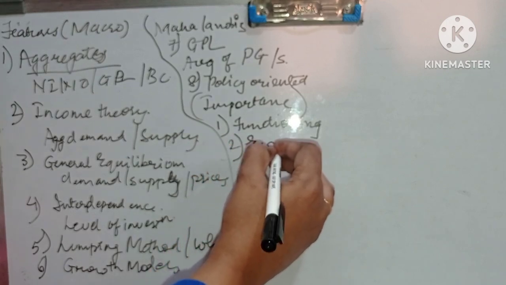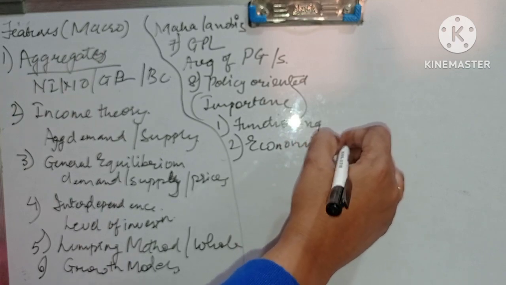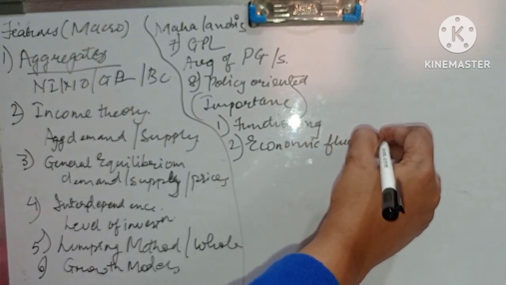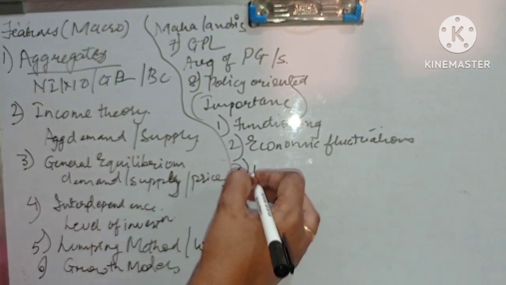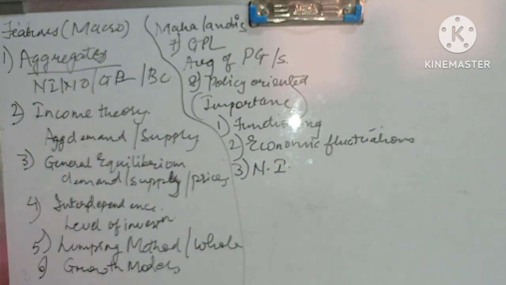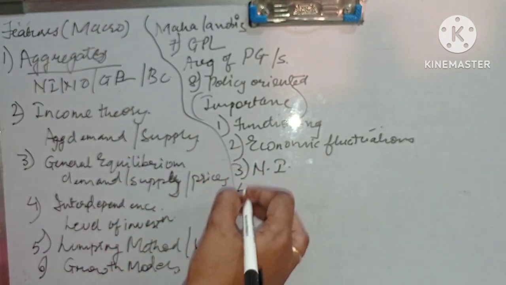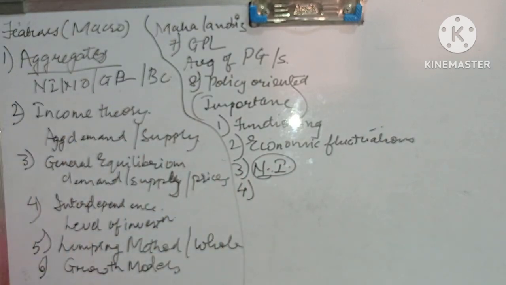Second is economic fluctuations. What does this mean? Macroeconomics helps to analyze the causes of fluctuations in income, output, and employment, and makes an attempt to control them and reduce their severity. Then comes national income. The study of macroeconomics has brought forward the immense importance of national income and social welfare, social accounts. Without the study of national income, it's difficult to formulate any correct economic policy.